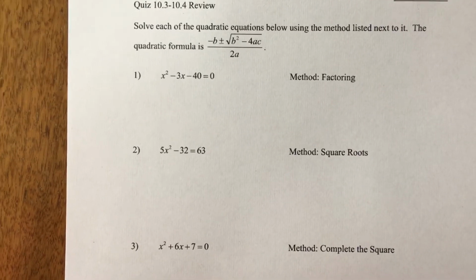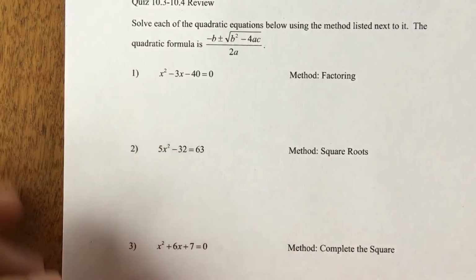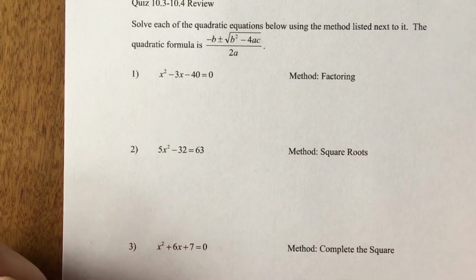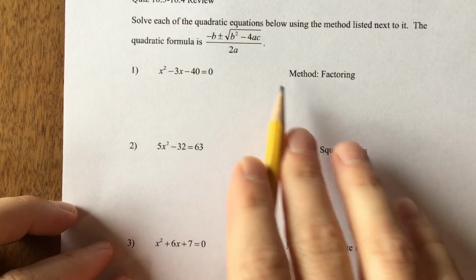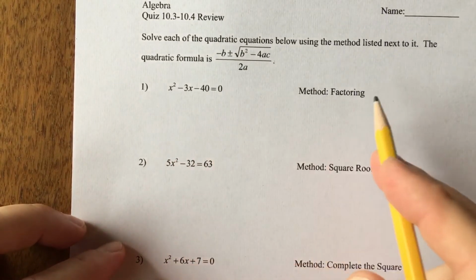All right, we're going to do your quiz 10.3, 10.4 review. And the first page here, it gives you 4 problems and asks you to solve each by a different method, and it tells you what method to use on them. So the first one says by factoring.